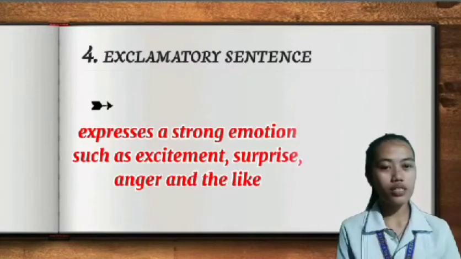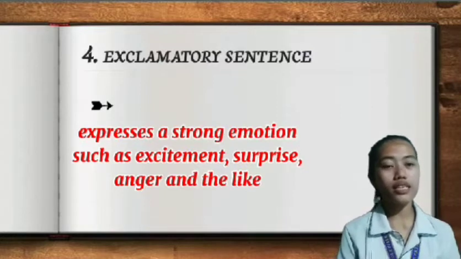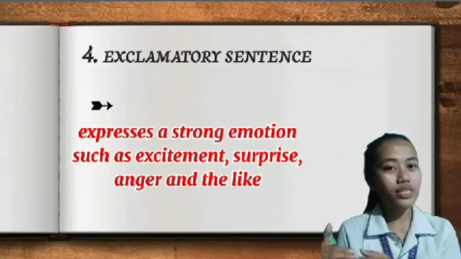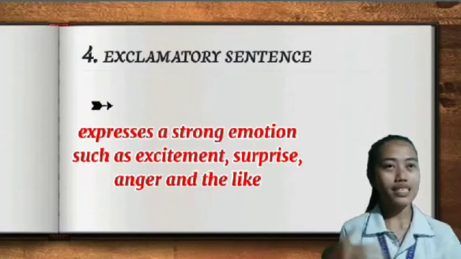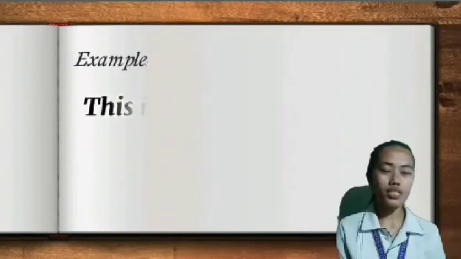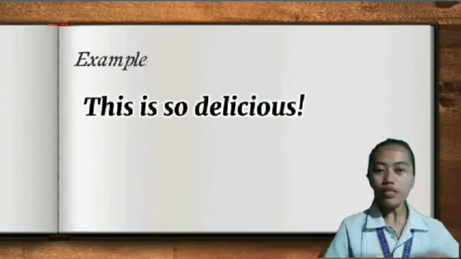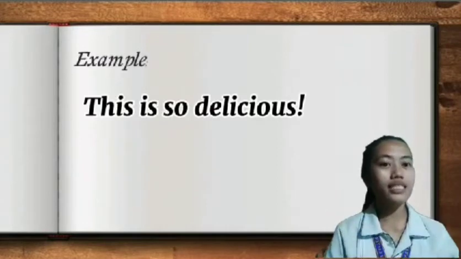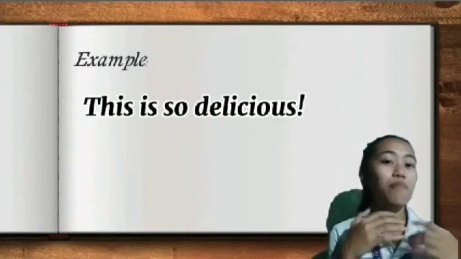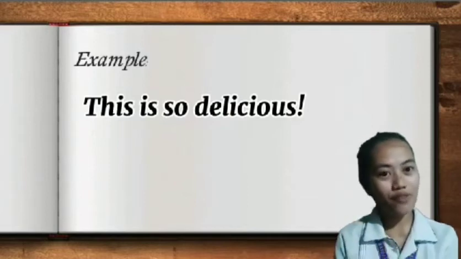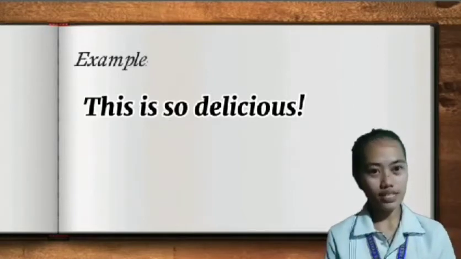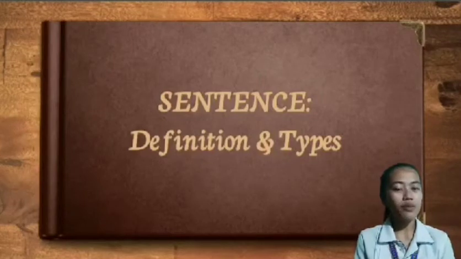And the fourth sentence type, according to function, is the exclamatory sentence. Exclamatory sentences are loaded with emotion. They express strong emotions such as excitement, surprise, anger, and the like. Let's say, for example, this is so delicious! The sentence, this is so delicious, is an exclamatory sentence because it tells that you are impressed with the taste of that food, or to indicate the level of the emotion attached to that sentence. Those are the 4 sentence types according to function.